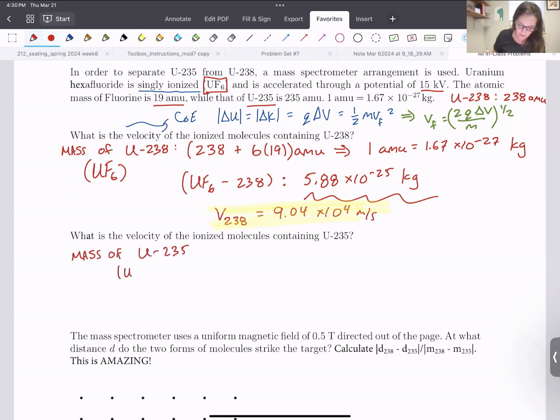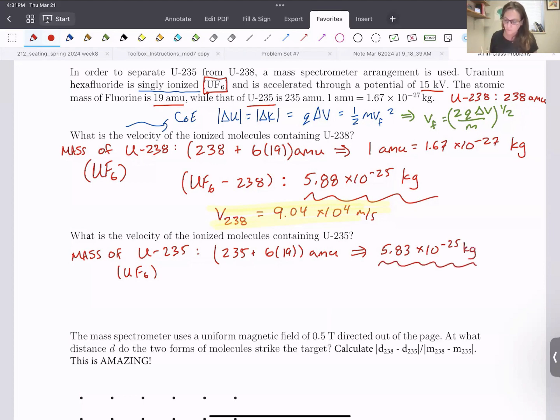All right, same thing when I'm going to do the mass of U235, and specifically that's again UF6. So in this case it would be 235 plus 6 still times 19. That's my AMUs. And so then when I convert that to kilograms, I get 5.83 times 10 to the minus 25 kilograms. So very close. So I'm keeping my sig figs here. And I'll point out that difference in masses in a second, because we're going to come back to it. It's actually really fascinating.